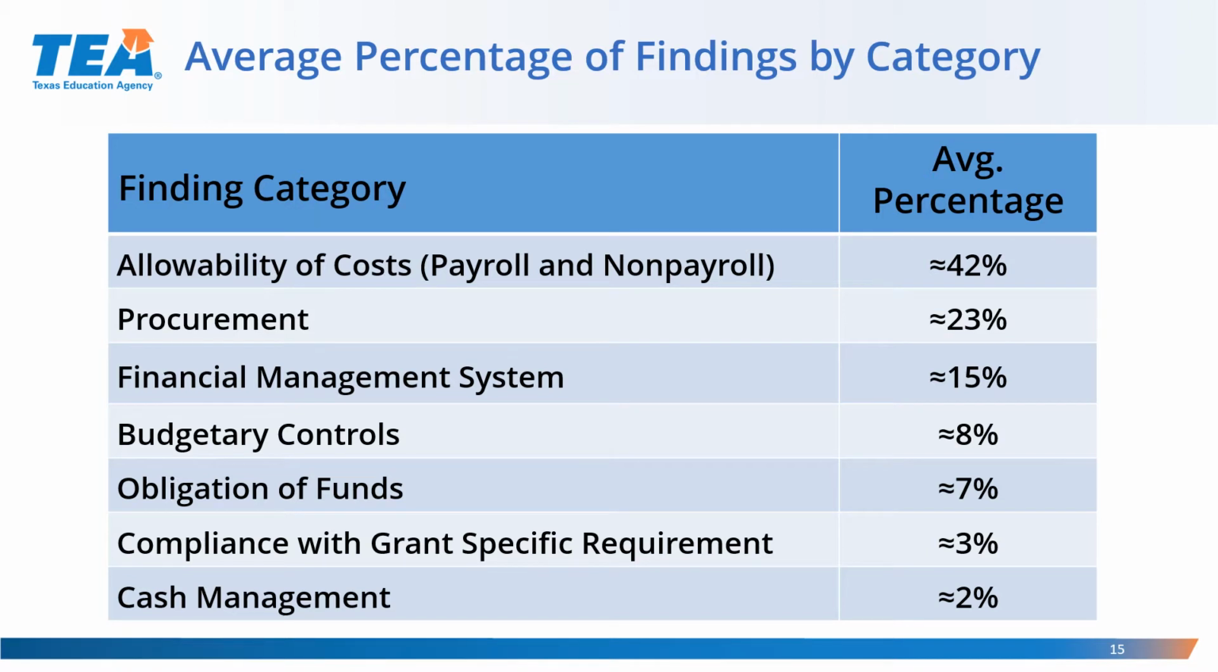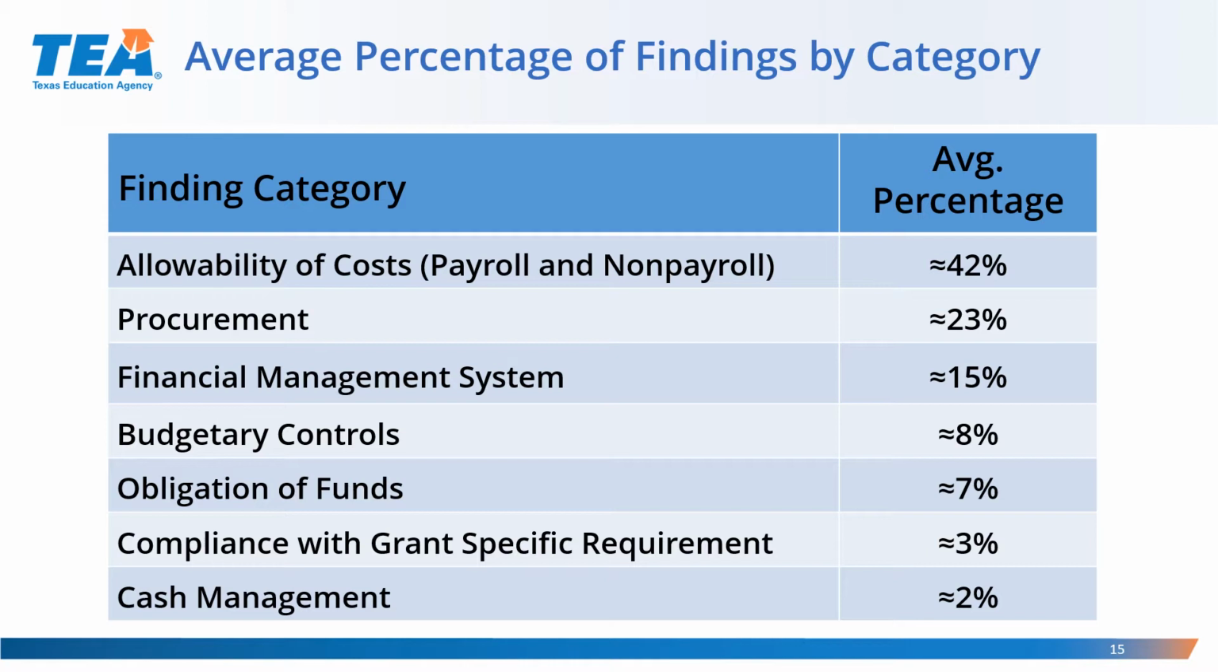Let's discuss the average percentage of findings by category. In first place, we have allowability of cost, which includes both payroll and non-payroll related issues and accounts for about 42% of all findings. In second place, we have procurement at 23%. We'll go ahead and cover this a little bit more in detail in the slide following, and also my colleague Mike Scott will cover in a lot more detail how to avoid these procurement-related findings later in the presentation.